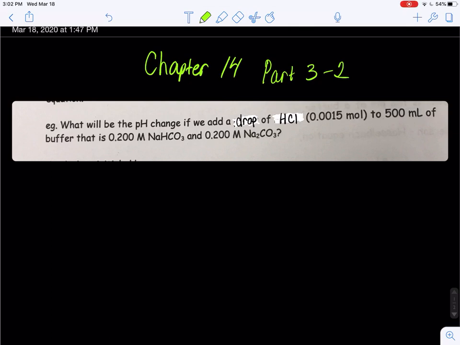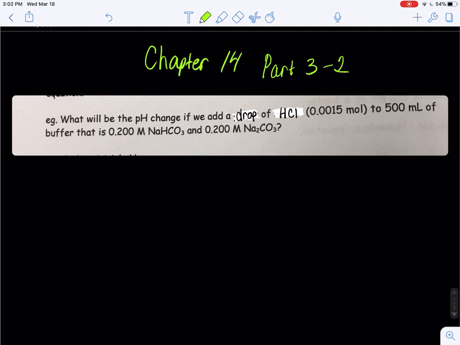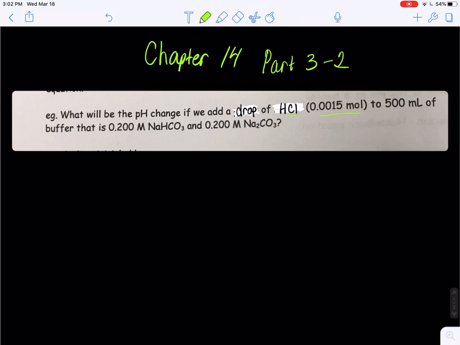So this is a problem that's lacking from the lecture guide, but basically we have a buffer that's composed of sodium bicarbonate and sodium carbonate, and we want to add a drop of hydrochloric acid. Now we're going to assume the volume change doesn't matter, and in fact it doesn't. If you add water to a buffer, the concentrations change, but the moles of the substances don't, so the pH doesn't change if you add pure water. But here we're going to add HCl, and we're going to go ahead and calculate this.